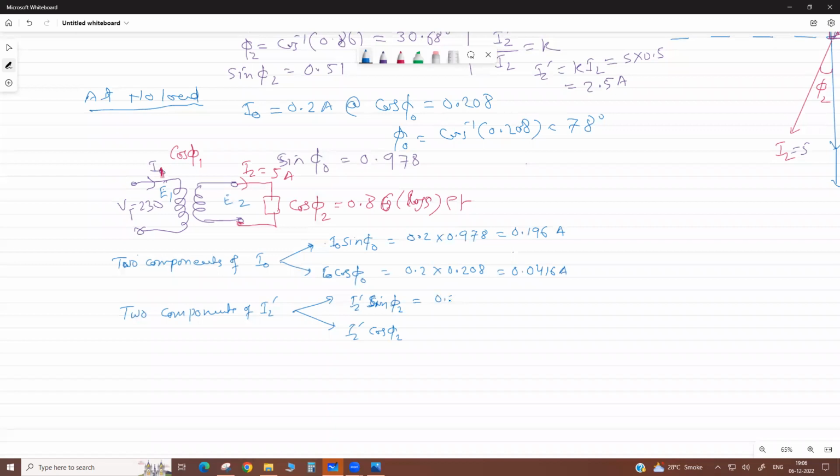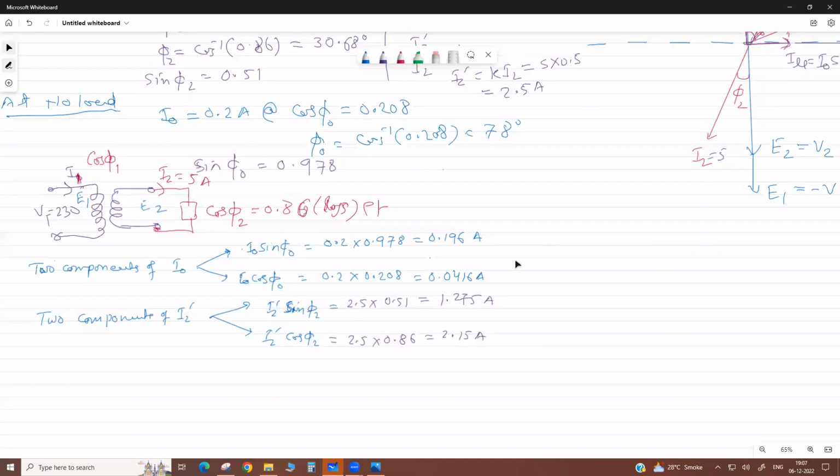So I2 dash is 2.5. This I2 dash is 2.5, cos phi 2 is 0.51, and sine phi 2 is the power factor 0.86. So 2.5 into 0.51 is 1.275, and 2.5 into 0.86 is 2.15. Great.